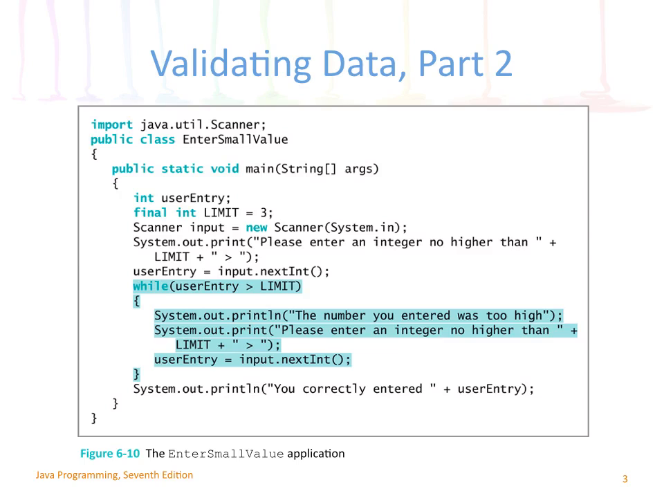Notice the three parts of the loop. The initialization, which is the priming read in this case, user entry equals input.nextInt. There's the testing, user input greater than limit. And there's the update. Down at the bottom of the loop, we're getting a new value for user entry before we go back up to test again.